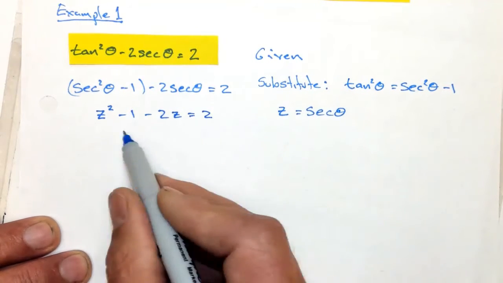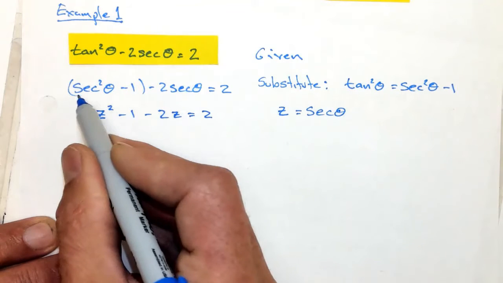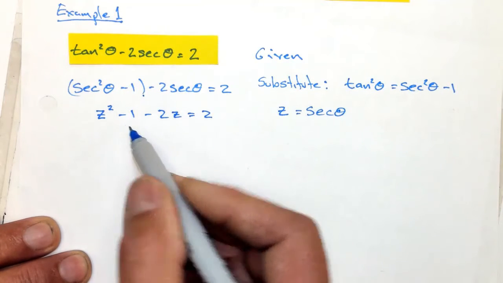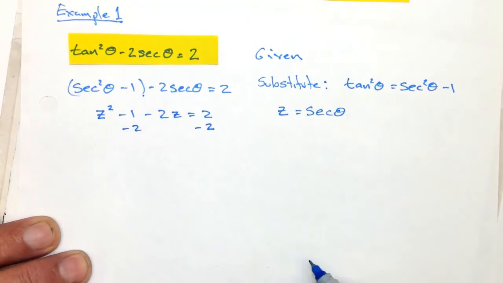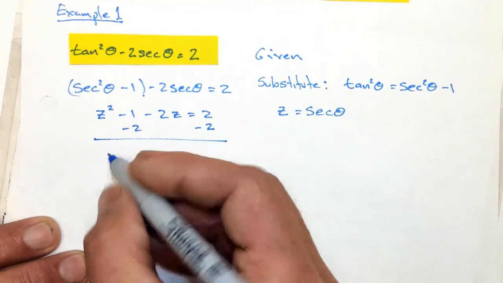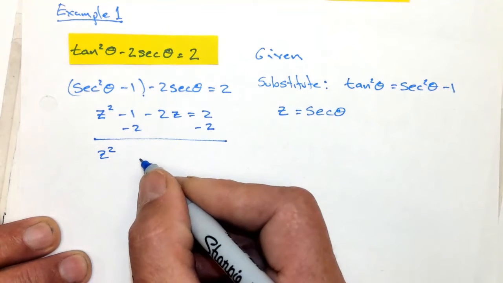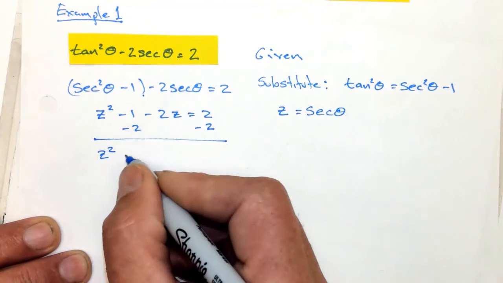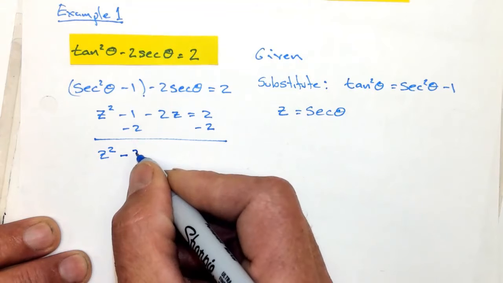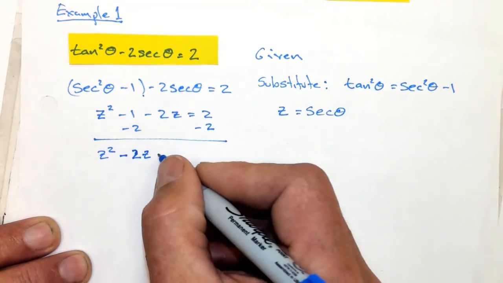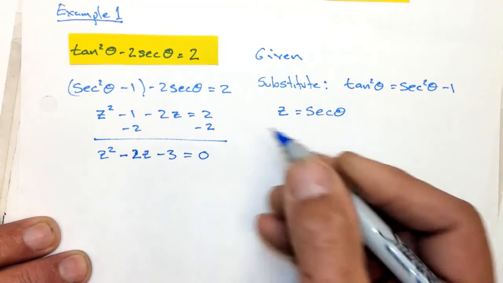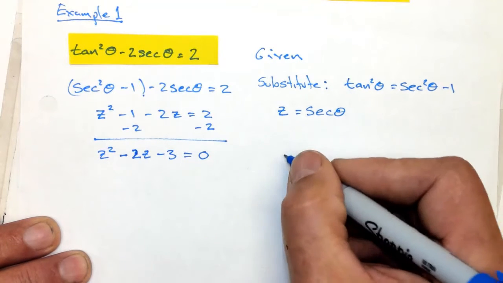And then I can see how that would go into standard form. I dropped the parentheses there, that's okay. I want to subtract 2 from both sides. So I get z squared. Rearranging, I could put my z term next, minus 2z, and then negative 1 plus negative 2 is negative 3 equals 0. And this is called standard form.